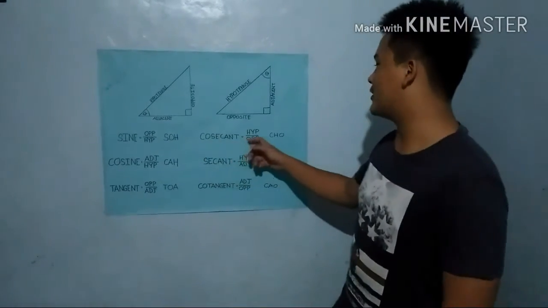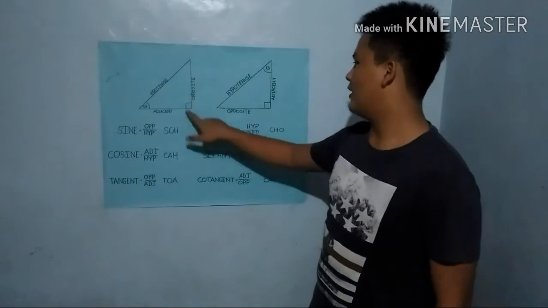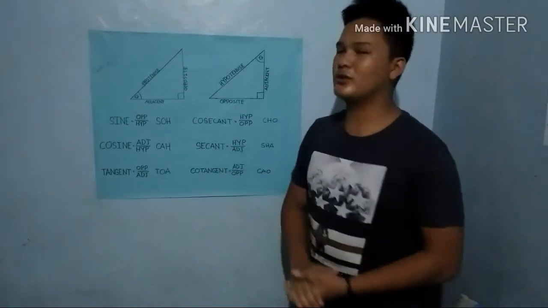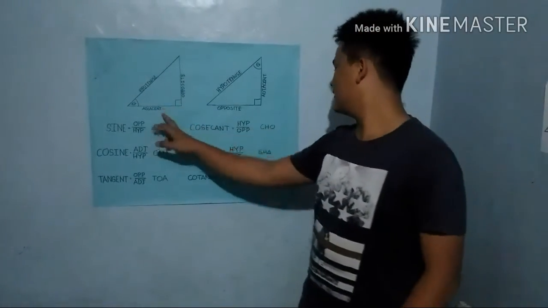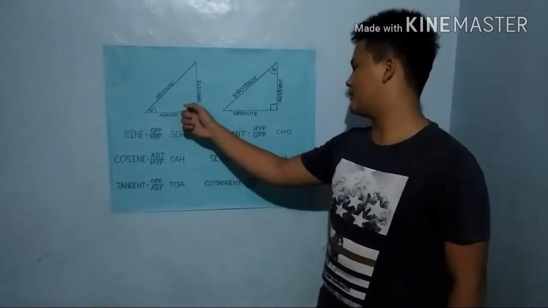Observe that cosecant is equal to hypotenuse over opposite. Secant is equal to hypotenuse over the adjacent. Cotangent is equal to the adjacent over the opposite.